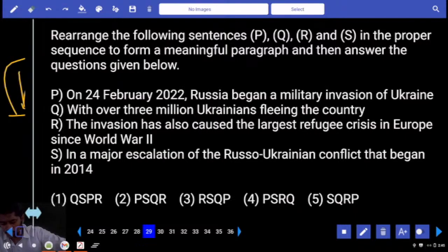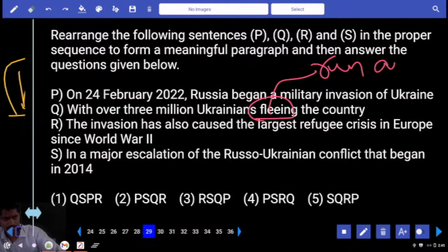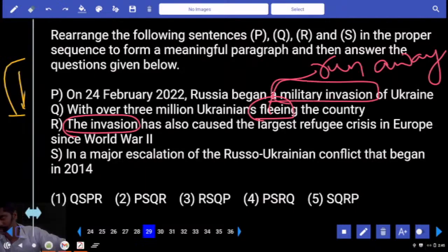On 24th February 2022, Russia began a military invasion of Ukraine, with over 3 million Ukrainians fleeing the country. Fleeing means running away from the country, escape or run away. See, first the invasion will come, a military invasion will come. First always a appears, later on the. So definitely R cannot be first. In a major escalation of the Russia-Ukraine conflict that began in 2014. Definitely QR cannot be first. First one is either P or S.